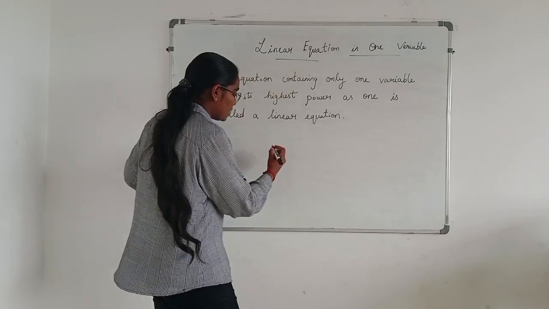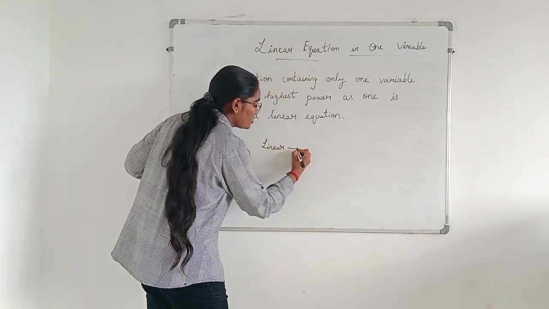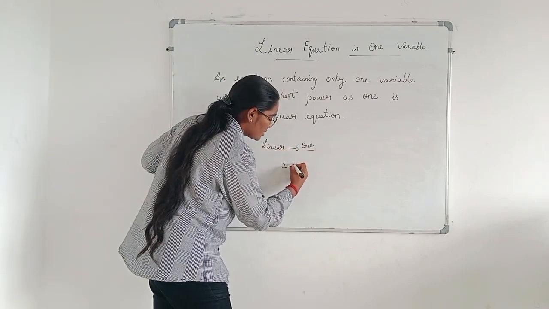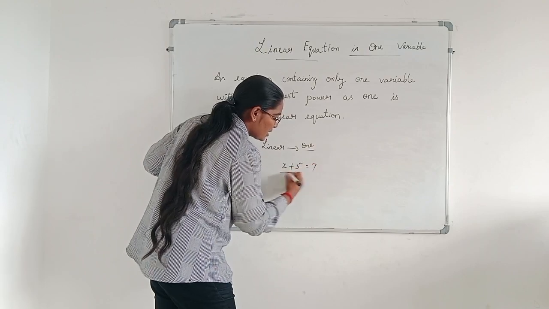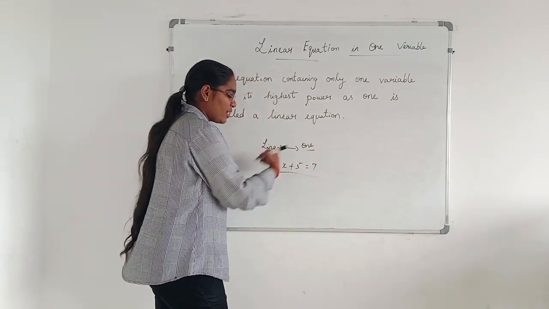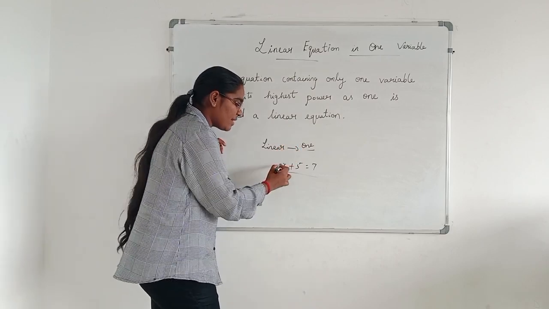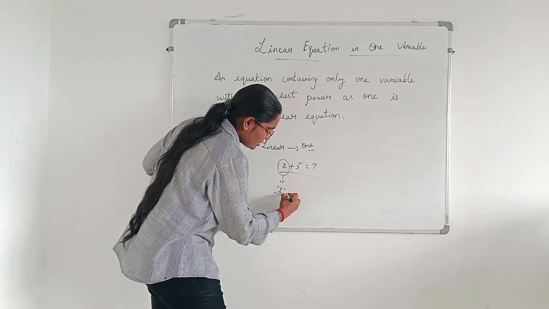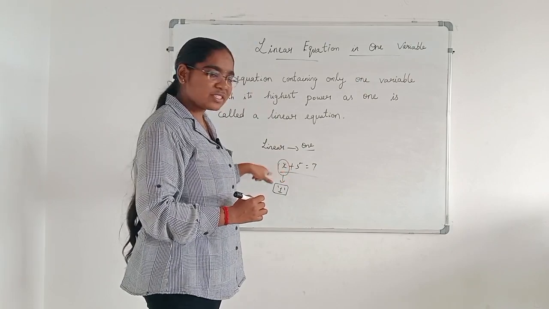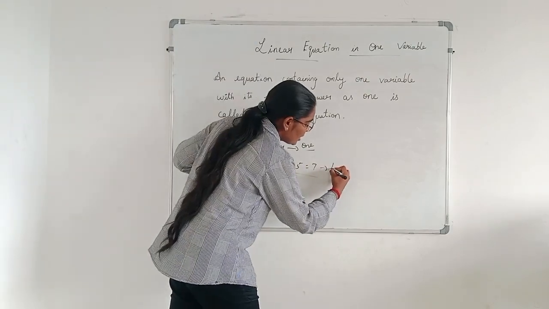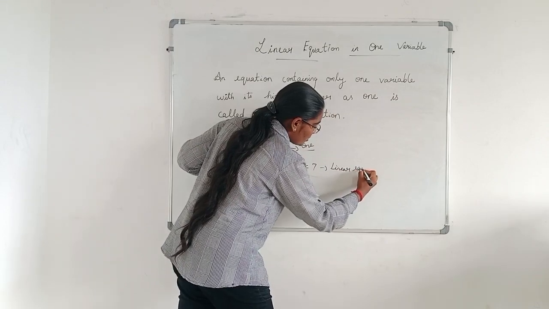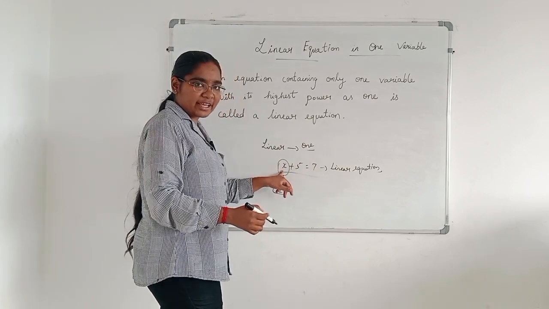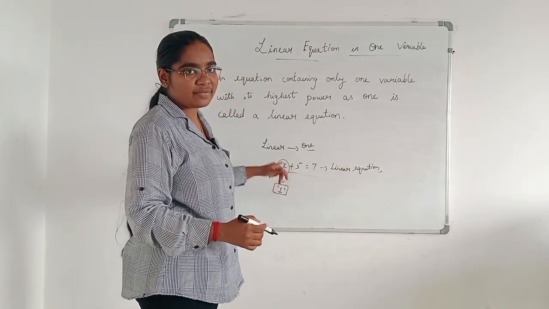Next, linear equation. Linear means 1. Linear equation means, for example, consider an equation x plus 5 equal to 7. This is an equation. Am I right? In this equation, you have to see the variable. What is the variable here? x. The highest power of this variable is 1. The exponent value of this variable is 1. So this forms a linear equation. Since this equation has only one variable, this is a linear equation in one variable.